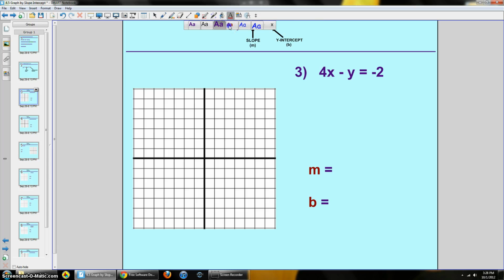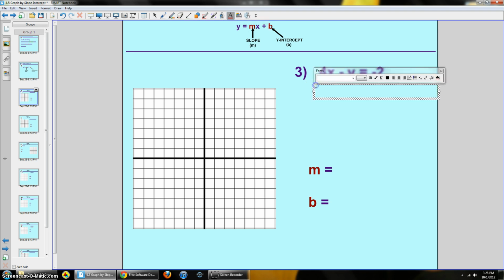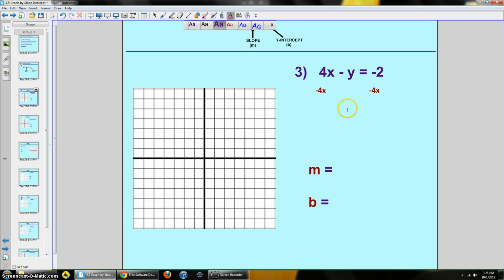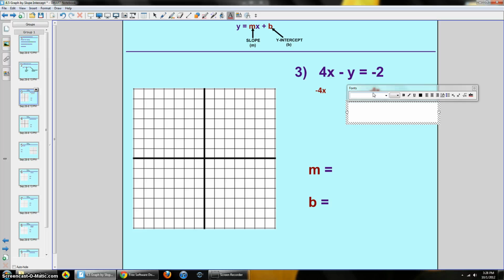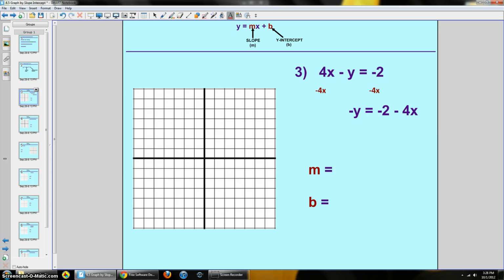So the first thing we have to do is get it in function form, which means, and we've done this many times now, subtracting 4x from both sides. Once you do that, you'll have negative y equals negative 2 minus 4x. Just like that. Now, this is not quite function form yet because we do not yet have y all by itself. Remember that if we have a negative in front of a variable, really the coefficient in front of it is a negative 1.